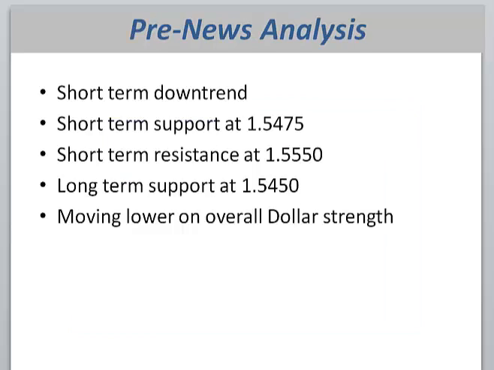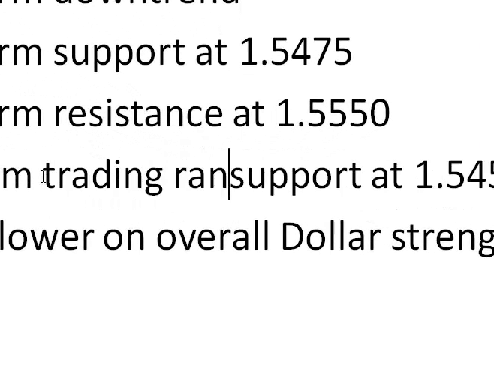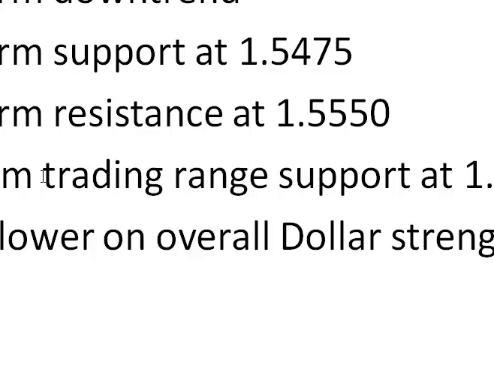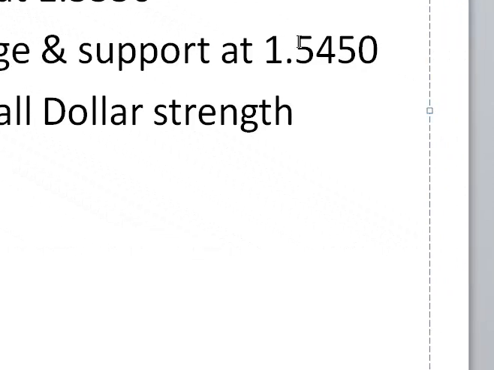Okay, so based on that, we're going to create our pre-news analysis. We have a short-term downtrend. We have short-term support at 154.75. We also have a short-term resistance at about 155.50. Then long-term, we have this trading range and support at 154.50. So we see that there's a lot of support at this level and this level over here. But overall, the pound dollar was trading lower on the overall dollar strength in the market.